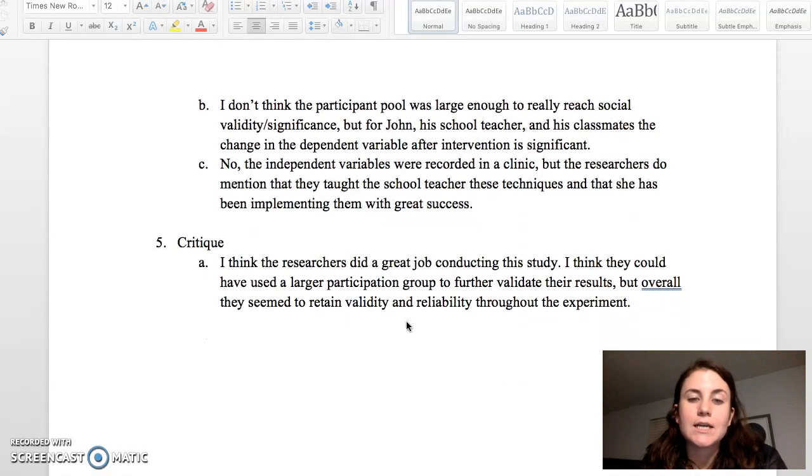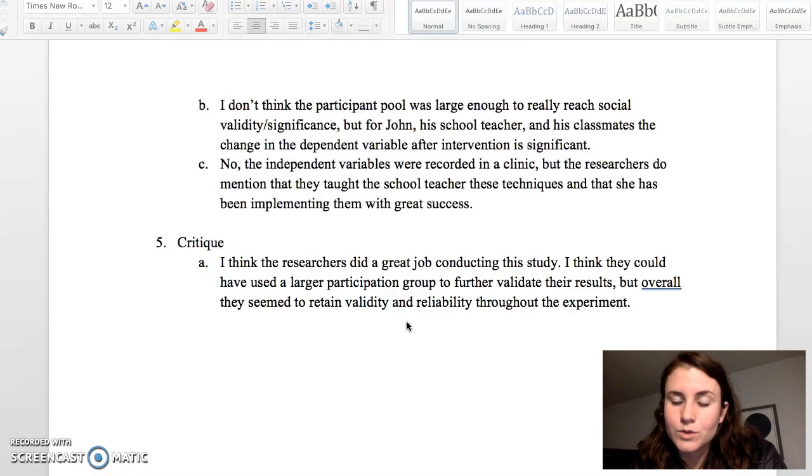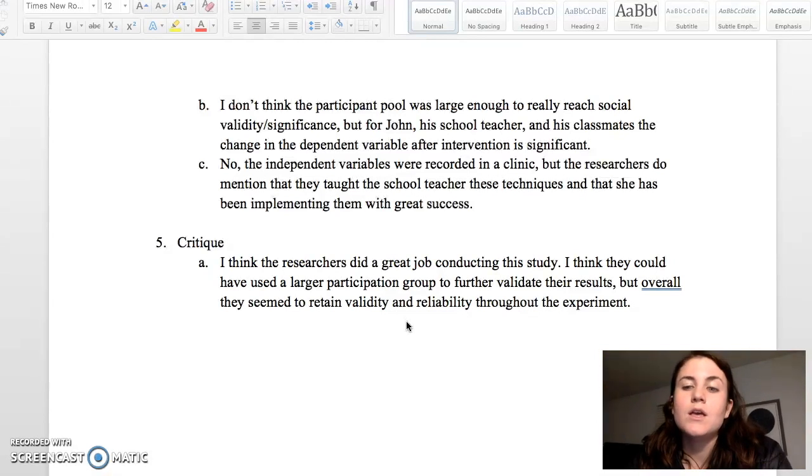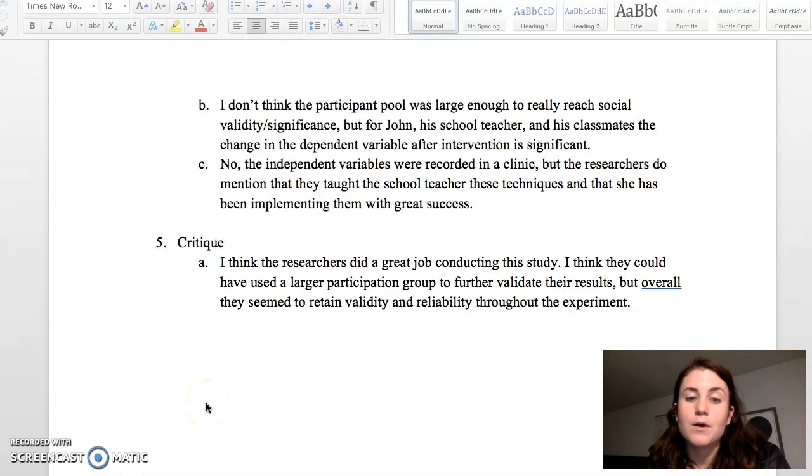And as far as the critique, I think that the researchers did a great job with the study. I think that they could have used a larger participation pool to further validate their results, but they did retain validity and reliability throughout the experiment.